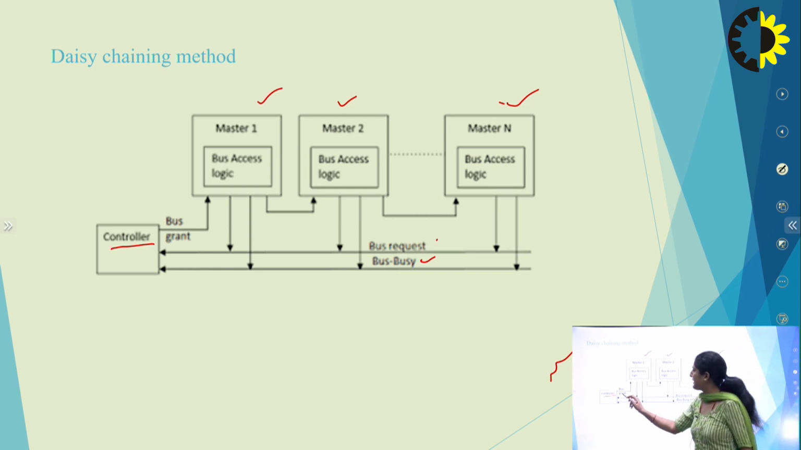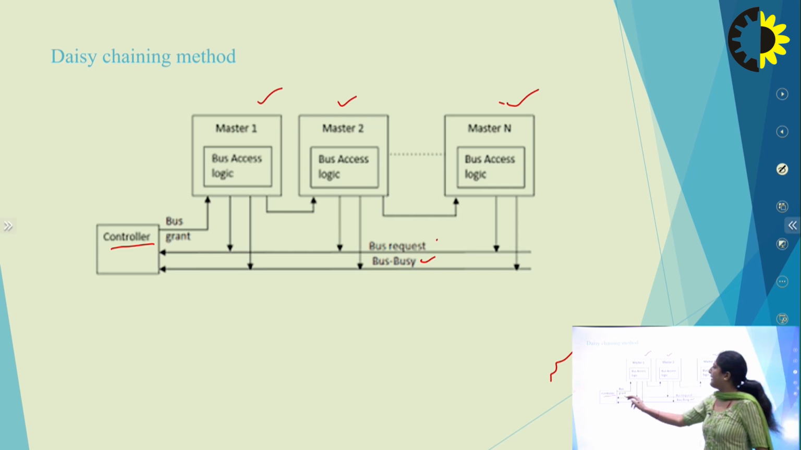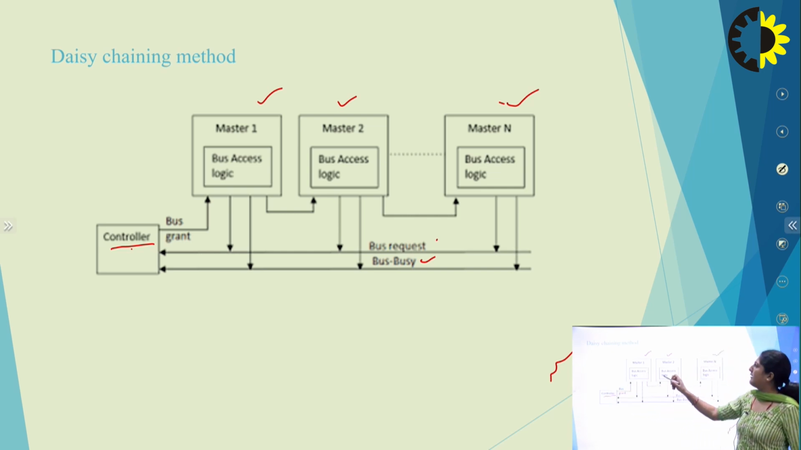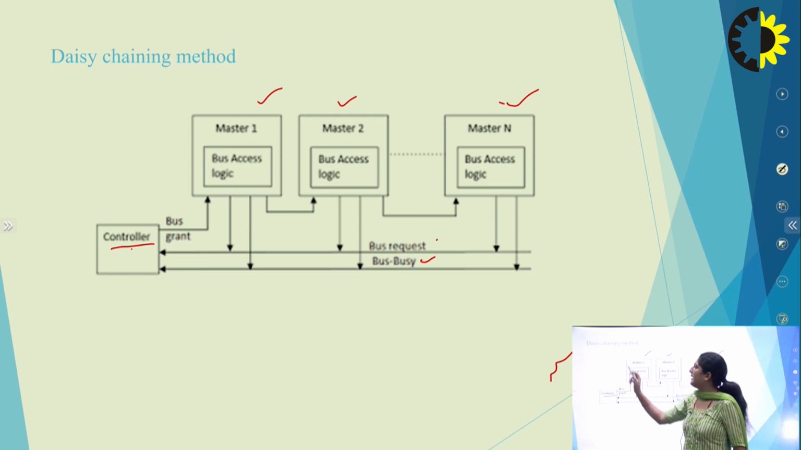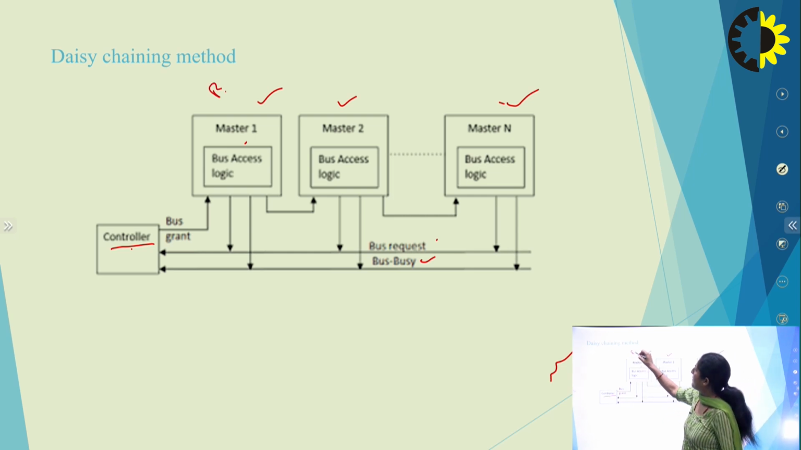He will first check whether the line is busy or not. If the line is not busy, then the controller will grant mastership to one of the devices. How will he do it? In daisy chaining, the device connected nearest to the controller is given the priority. That means master 1 will be given mastership and will become the bus master.